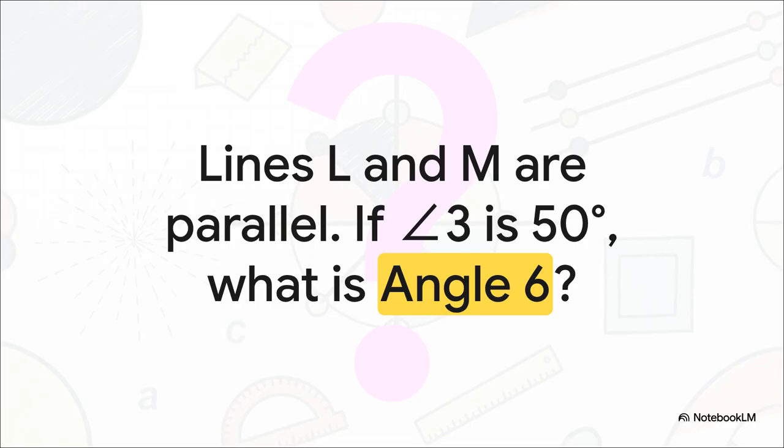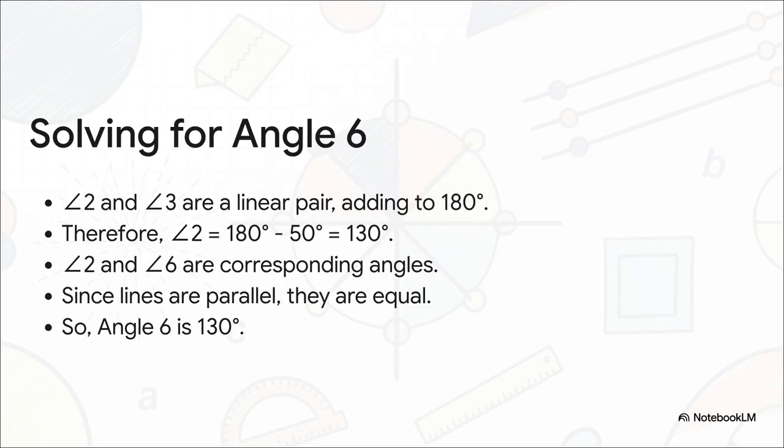All right, puzzle time. In this picture, we are told for a fact that lines L and M are parallel. We also know that angle 3 is 50 degrees. So using our new rules, what is angle 6? This is a classic geometry puzzle, so let's walk through it. We can solve this with nothing but logic.